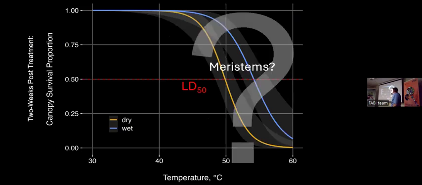I guess just the last thing to say is we're monitoring the plants now. We want to see what's happening with meristems. We're getting epicormic resprouting in the trees, and we expect that the meristems are more thermally tolerant than the foliage of the trees.